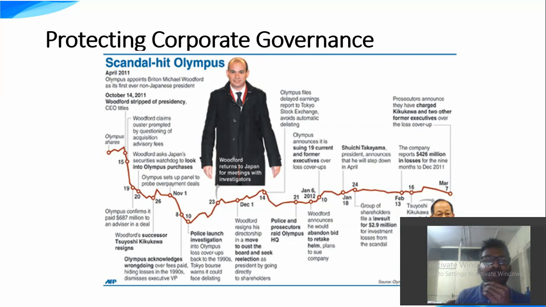So now, one of the biggest scandals in 2011 was Olympus. It was a major Japanese electronics company which produces good cameras and digital equipment. And what happened here is on October 14, 2011, Mr. Woodford was the first non-Japanese CEO to be appointed to a Japanese company from outside.